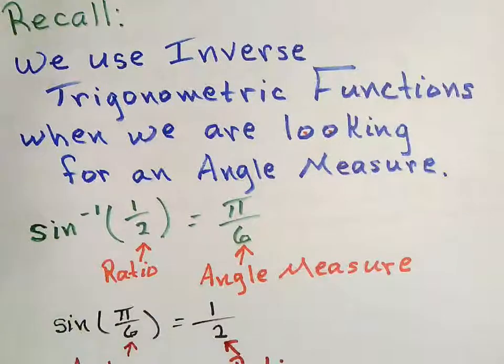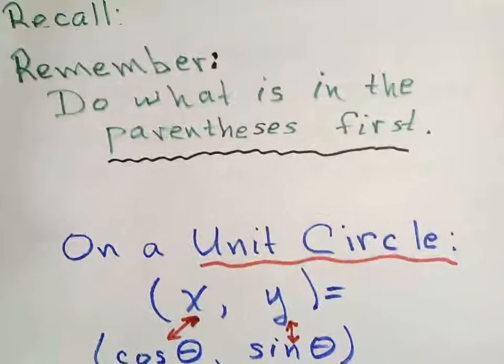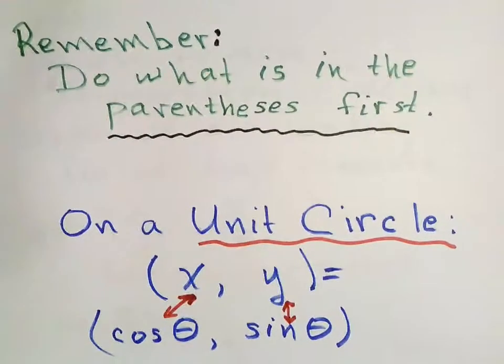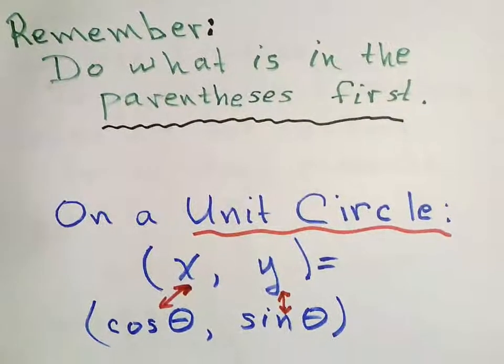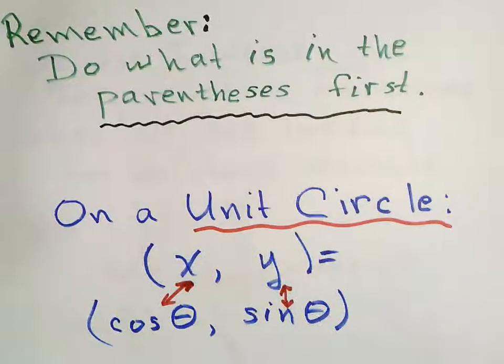Also, I'd like for you to remember when we're simplifying expressions, we do what is inside of the parentheses first. And for any point on the unit circle, the x-coordinate is the cosine of that angle, the y-coordinate is the sine of that angle. And remember also that tangent is what? Sine divided by cosine.